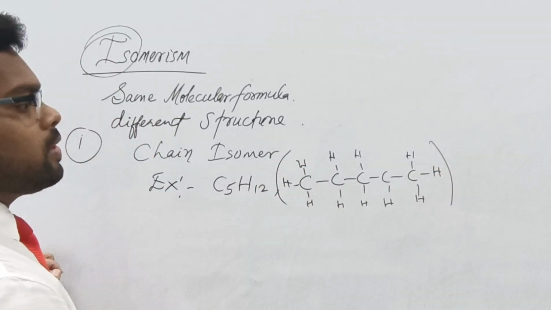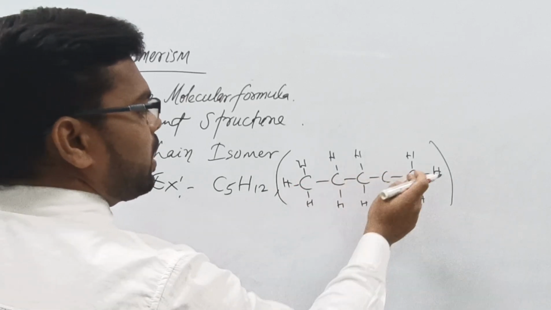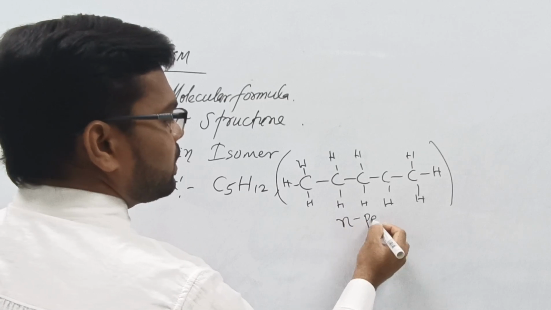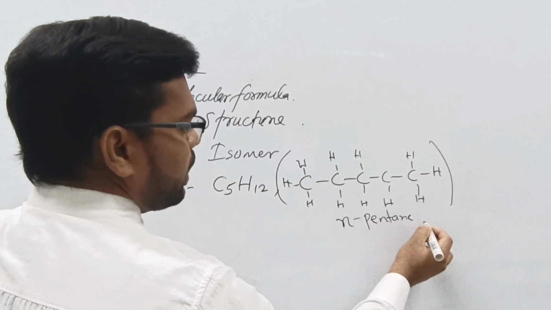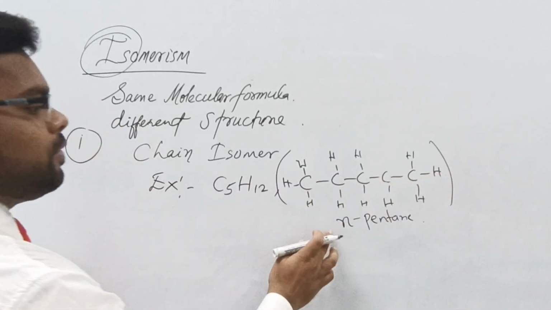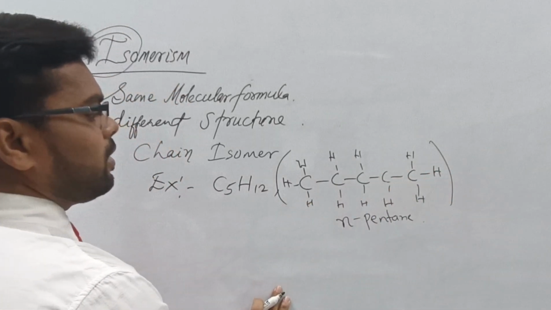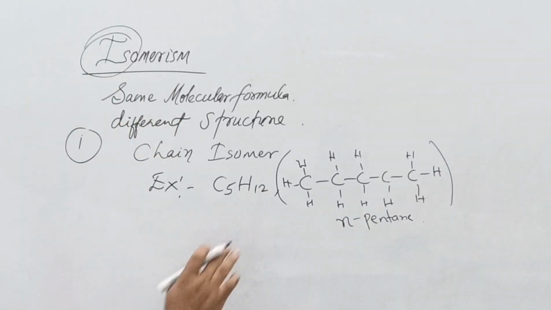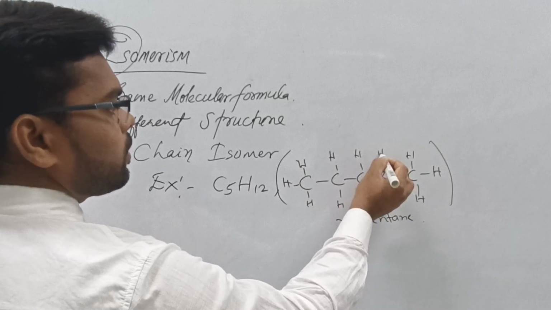What is the name of this compound? This compound is known as 1, 2, 3, 4, 5, 5 means it's pentane, or we simply say N-pentane. Whenever the carbons are in a straight chain or linear way, we simply say pentane, normal pentane, also known as N-pentane.